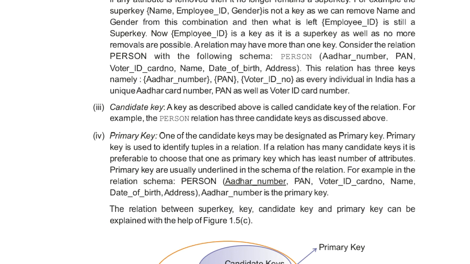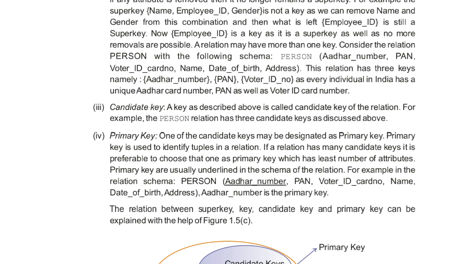One of the candidate keys may be designated as primary key, so primary key is nothing but a candidate key only. The primary key is used to identify a tuple in a relation. If a relation has many candidate keys, it is preferable to choose as primary key the one which has the least number of attributes. Primary keys are usually underlined in the schema of the relation.